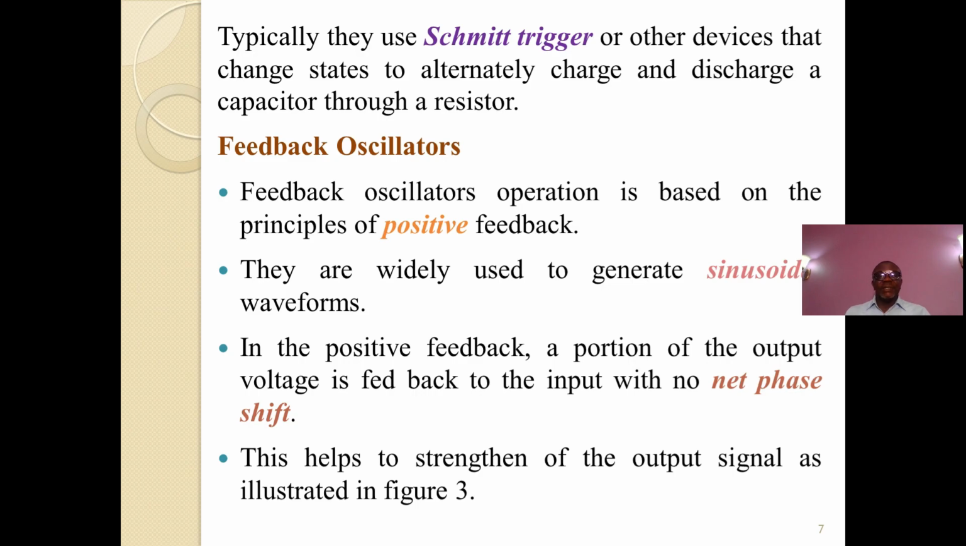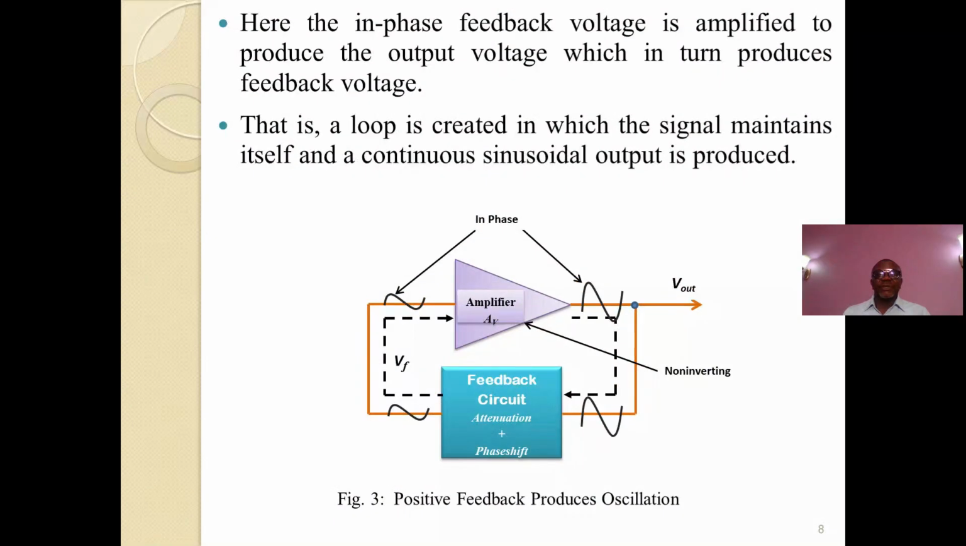We have said that. In positive feedback, a portion of the output voltage is fed back to the input with no net phase shift. This helps to strengthen the output signal as illustrated in Fig 3. Here, the in-phase feedback voltage is amplified to produce the output voltage, which in turn produces feedback voltage. That is, a loop is created in which the signal maintains itself and the continuous sinusoidal output is produced.